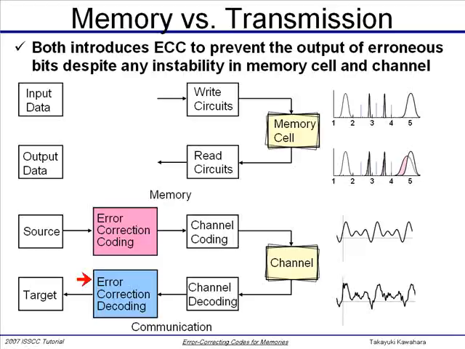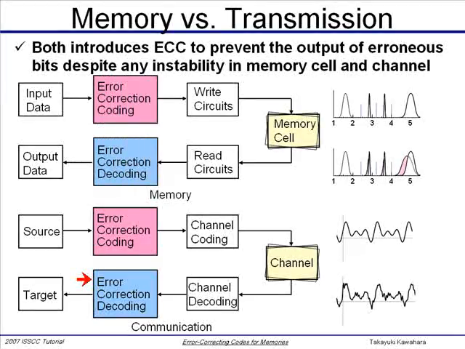Same thing in memory. We also insert the error correction coding between the input data and the write circuit, so that we add something I will talk about later. And then we write it down in the memory cell. Of course, the information in the memory cell is very unstable, but after reading the information, we insert a decoder between the read circuit and the data. So the corrupted data will be recovered.